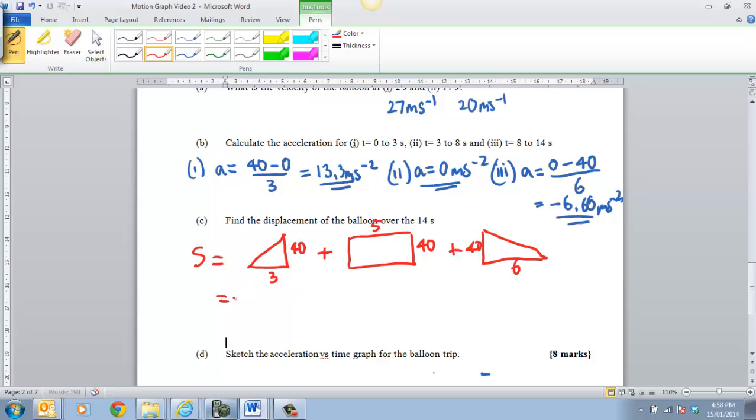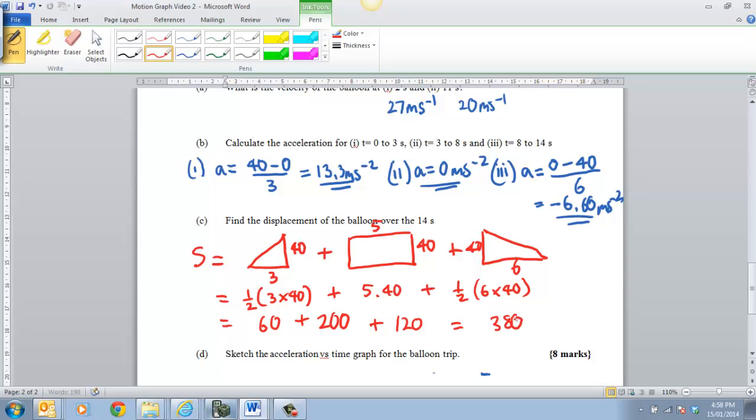So therefore that's going to be equal to a half of 3 by 40, plus 5 times by 40, plus a half of 6 by 40. Right, so if we work that out, that's going to be equal to 60 plus 200 plus this one over here, 120. So when we add those together, 260, 380, it's going to travel 380 metres in that particular time period.